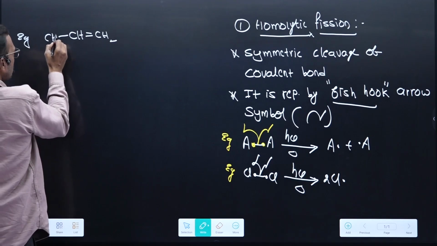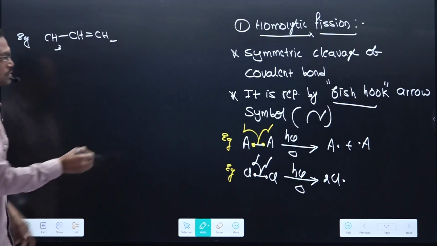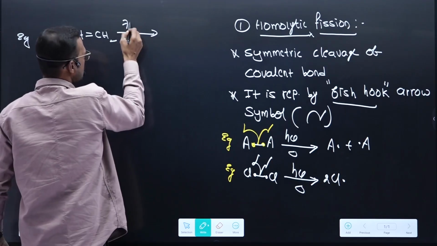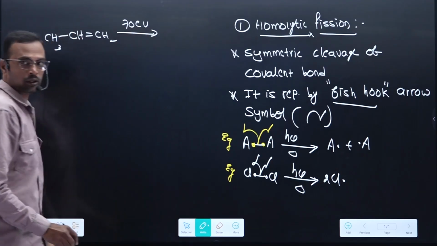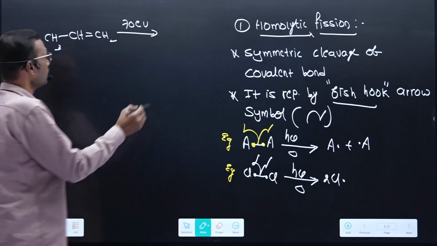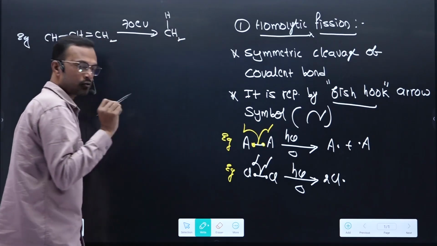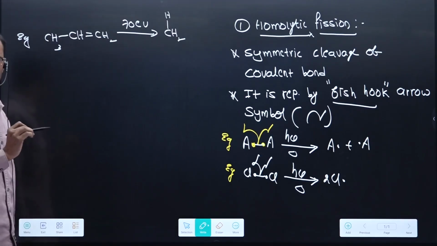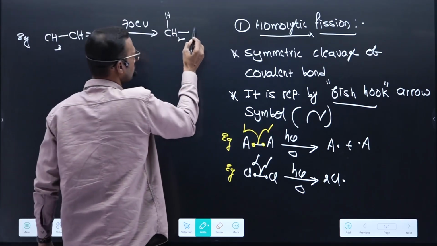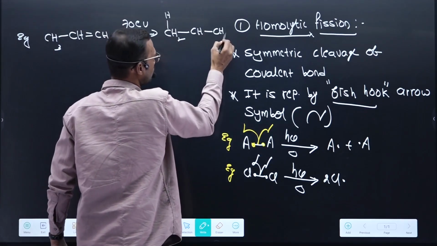Is it an allyl carbon or not? Allyl. Suppose I apply 70 electron volts, it initially forms a molecular ion, or not? What is the molecular ion here? This is CH2 hydrogen. Can I remove an electron from a pi bond or a sigma bond? Pi bond. So one of the pi electrons is going to be removed here.